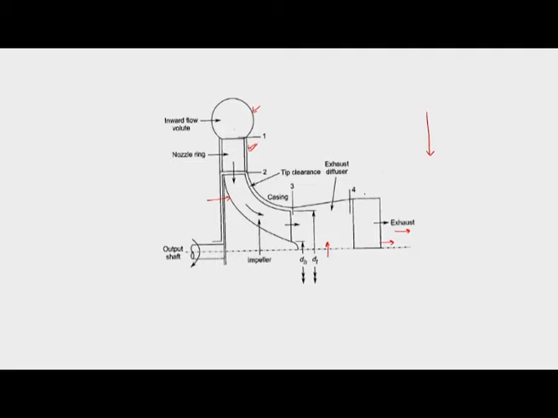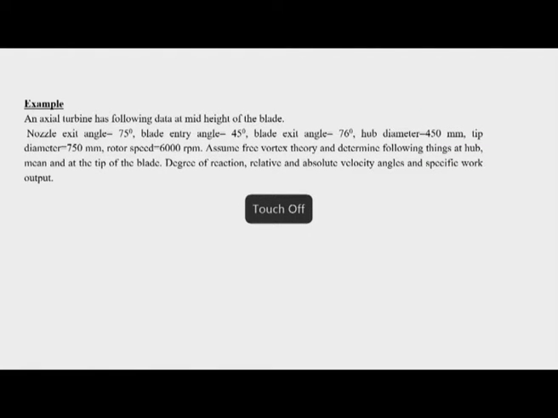Okay. So after this we will see an example for the typical turbine case, and the example reads like: an axial turbine has the following data at the mid height of the blade. We should remember this example is purposely chosen for the fact that we had seen the radial equilibrium and free vortex theory. So this example is based on that free vortex theory and radial equilibrium. It helps us to understand different concepts.